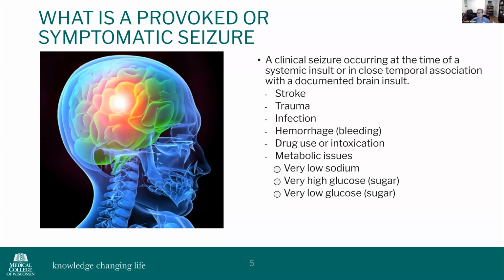Now, these things all have to happen very closely associated with the seizure. So if you had a stroke 20 years ago and then you have a seizure, that's not a provoked seizure. Right? A provoked seizure is something that occurs really close in time to when the actual seizure occurs.